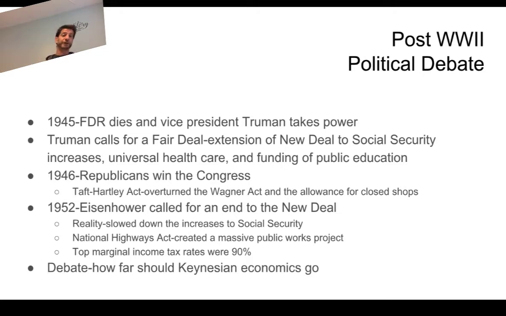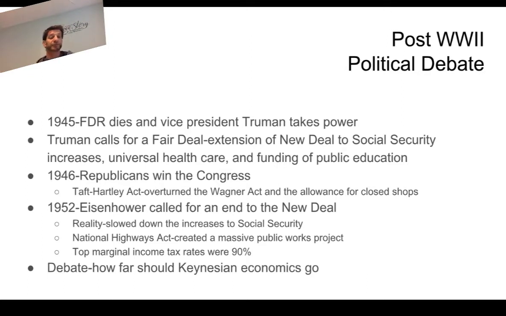In 1945, Franklin Roosevelt dies. Vice President Truman then takes over, and Truman called for a fair deal, which was basically an extension of the New Deal. That meant increases of Social Security. He wanted to see universal health care and a funding of public education. But in 1946, the Republicans win the Congress, and the Republicans are able to basically stop Truman from doing a lot of this.